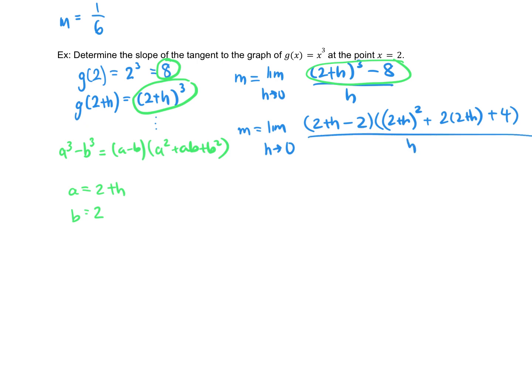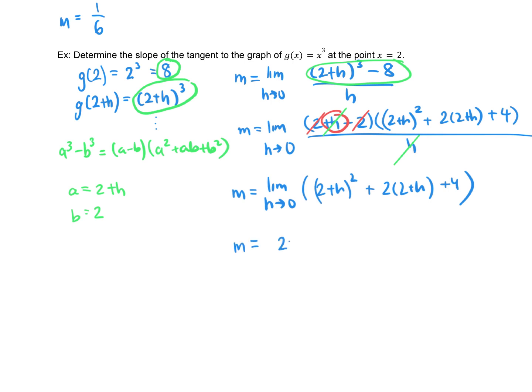Well, this is really good because in this first bracket, 2 minus 2 is 0, so I'm just left with h. So I have h times that second bracket. Well, h divided by h is 1. So all we're left with is the limit as h approaches 0 of (2 plus h) squared, which I'm not even going to bother cleaning up because I can substitute 0 in for h in my next step, plus 2 times (2 plus h) plus 4. And now I'm going to do my substitution. So the slope is equal to (2 plus 0) squared plus 2 times (2 plus 0) plus 4.